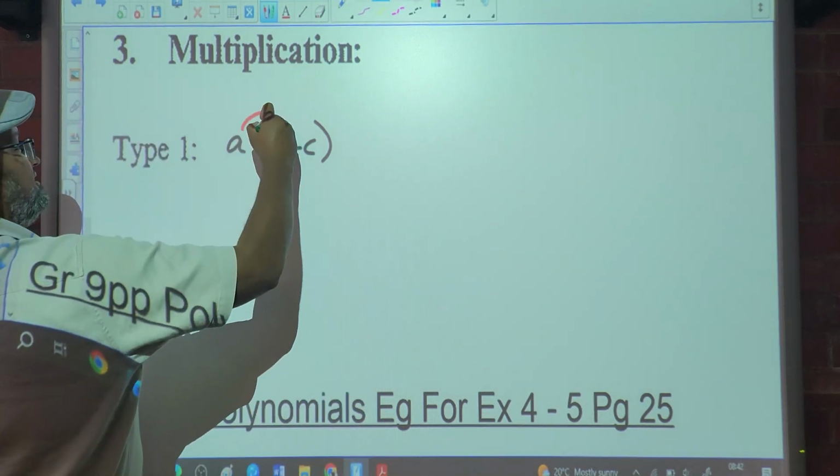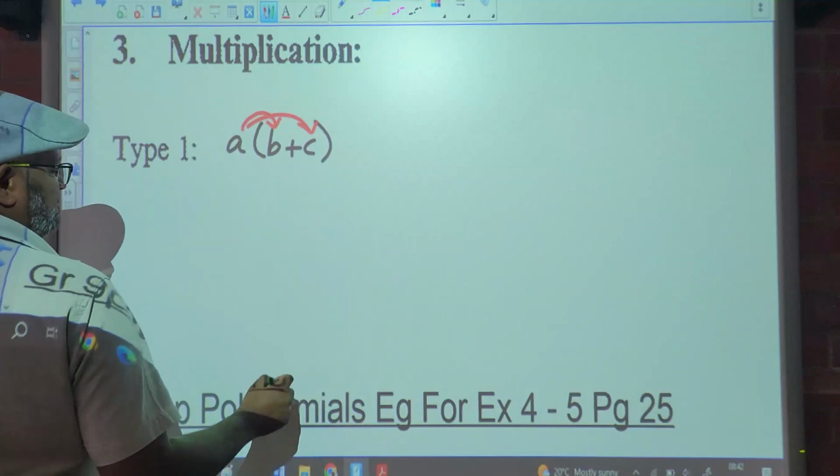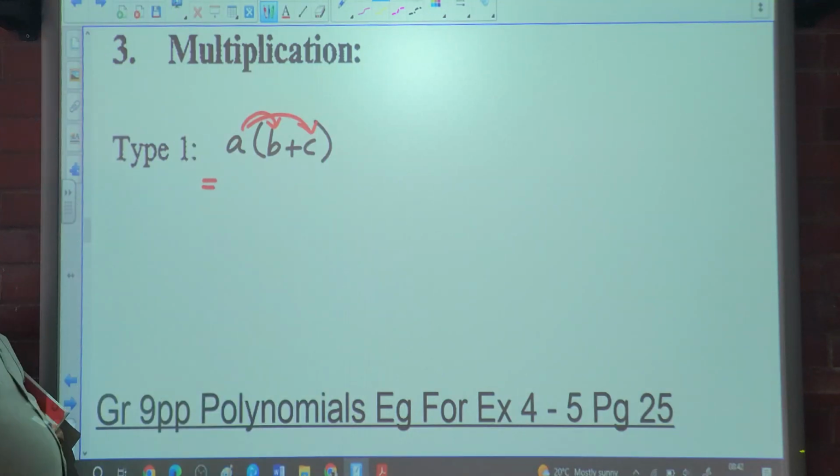And this is called the distributive law. When you multiply before you add, it's distributive. If you add before you multiply, it's called commutative law. That's what you guys did in primary school.